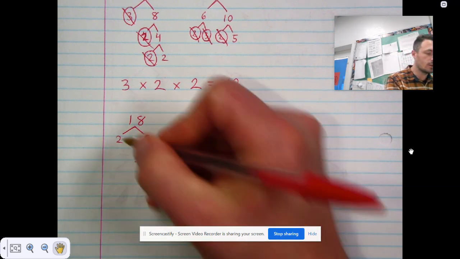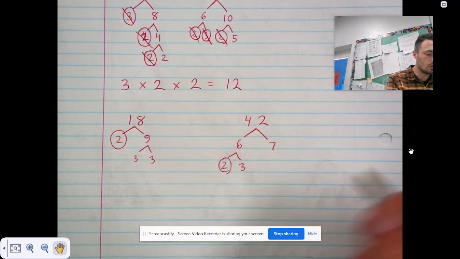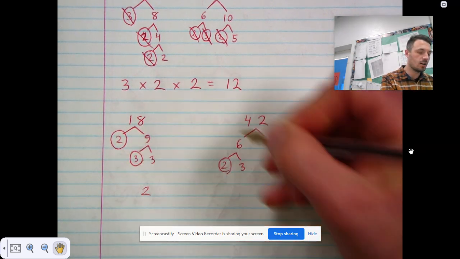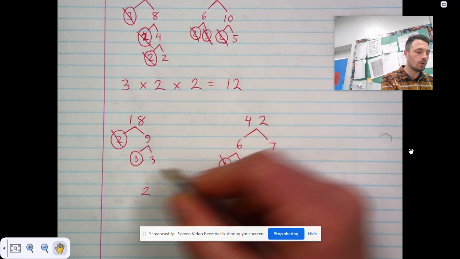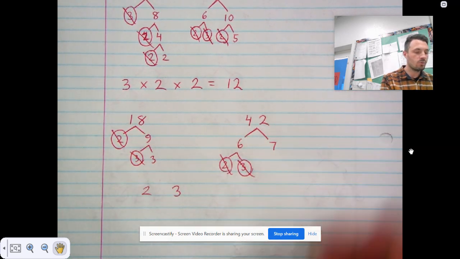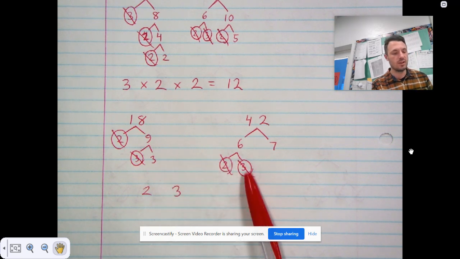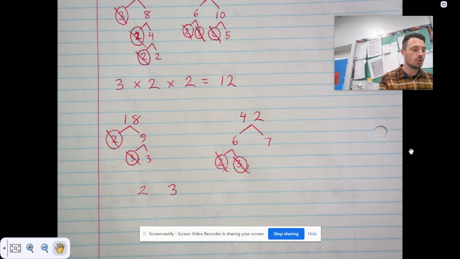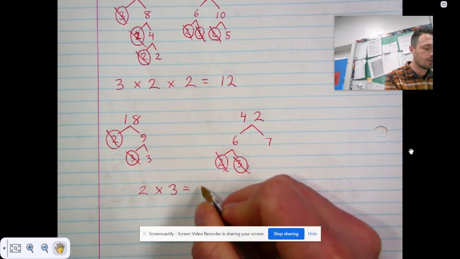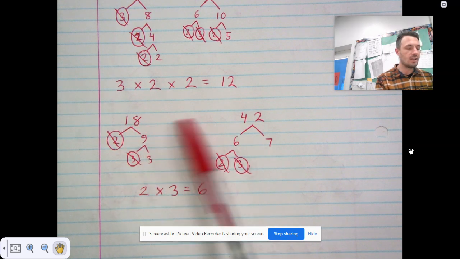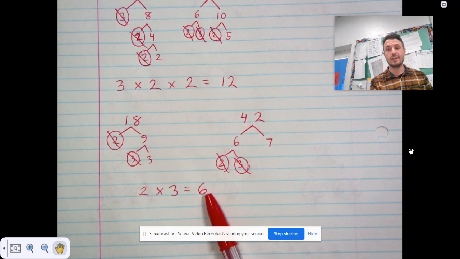So we start matching them. We have a 2 here and a 2 here, so we put 2 in the list. We cross those out when we're done. We have a 3 here and a 3 here, so we put 3 in the list. We have a 3 left over here, but nothing to match it here, and we have a 7 over here, but nothing to match it over here. So we're just multiplying 2 times 3 together, and that's 6. So the greatest common factor for 18 and 42 is 6.